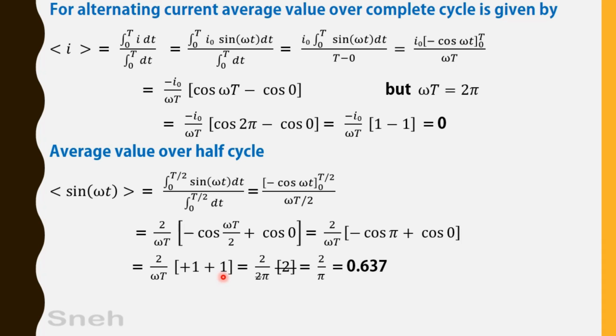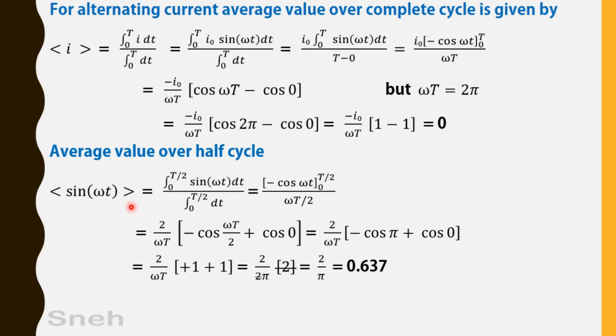So overall we get 2 upon 2 pi multiplied by 2. So this 2 and this 2 will get cancelled and we get 2 upon pi. Now what is the value of 2 upon pi? 2 upon pi is 0.637. Now what is this 0.637 indicating? It is giving me the average of sin omega t over half cycle.